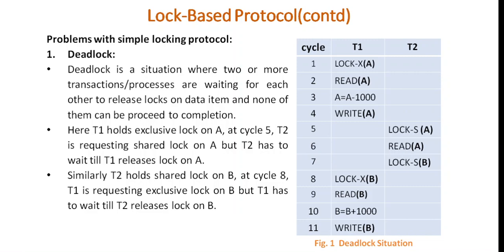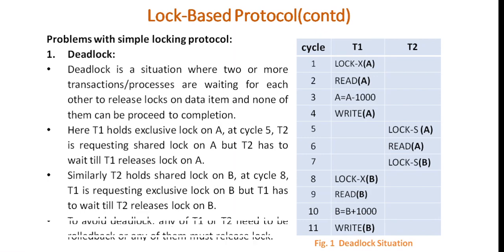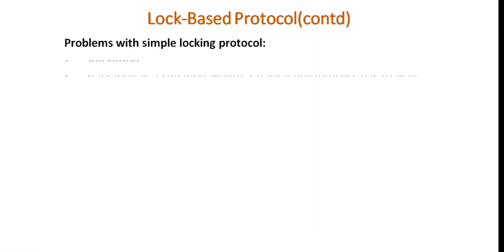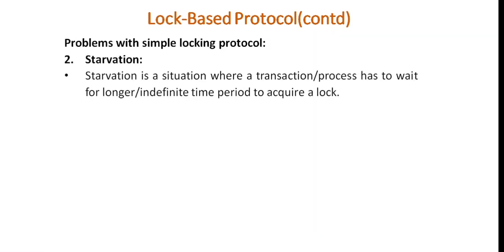Okay, means none of these two transactions can proceed their execution. So this is called a deadlock situation. And to avoid this deadlock situation, either of these two transactions needs to be rolled back. That is, we must roll back one of these two transactions, or one of them must release its locks, so that at least one transaction can proceed its execution. Okay, so this is the deadlock problem that frequently occurs in the simple locking protocol. Then the next problem in simple locking is starvation.